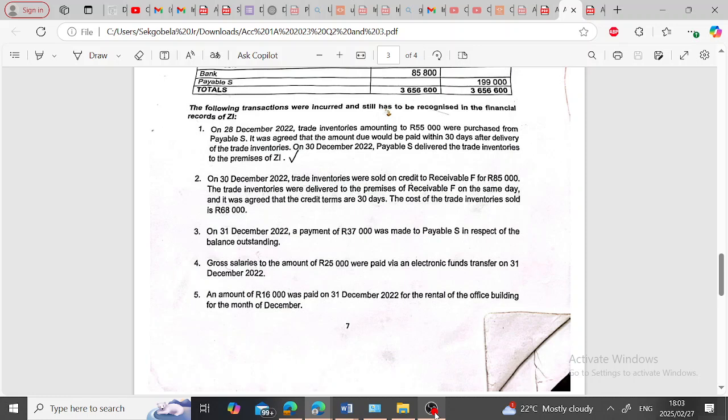Are you following? I'll share the screen, but are you following? Then for payable S, we go to the credit side, and the contra account is going to be trade inventories, credited 55,000. Why? Because for payable S, we credit it because we now owe payable S even more money, since we bought more inventory on credit.